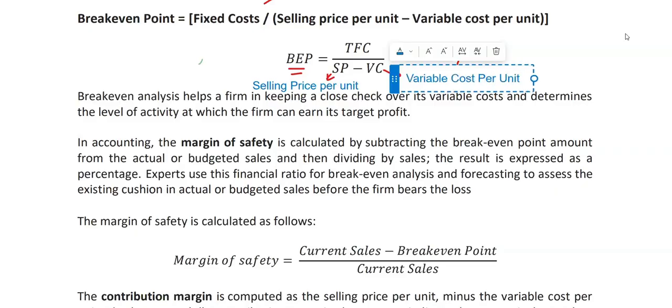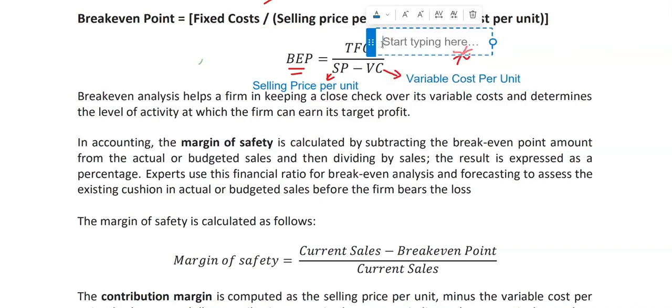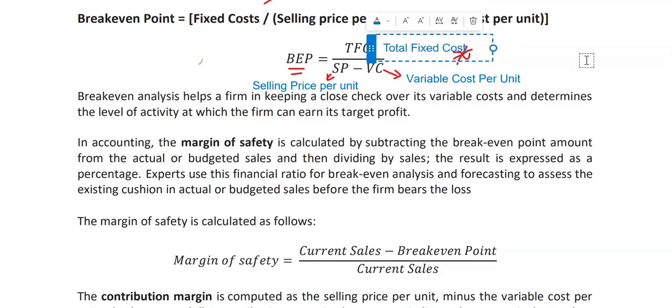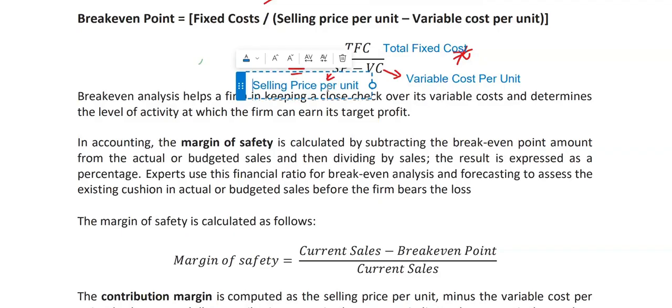Are you with me, guys? Per unit. So far. And the total fixed cost, sir. TFC is just what? Total fixed cost. Got it? Yes, sir. All right, so TFC is total fixed cost. SP is what? Selling price per unit. VC is what? Variable cost per unit. Are you with me, guys? All right, so let's go.